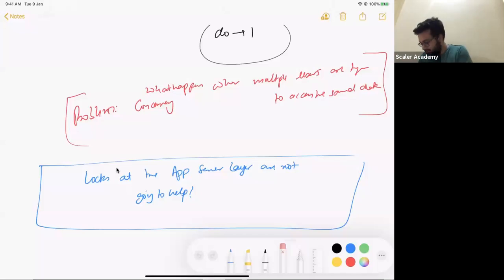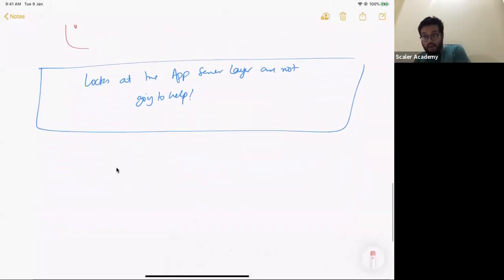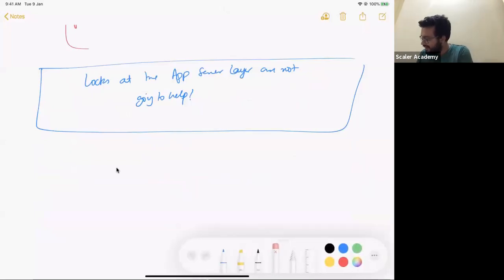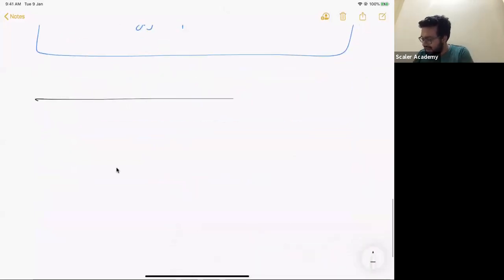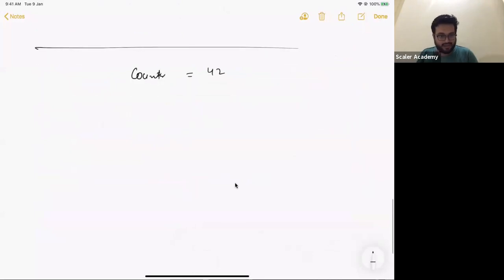Cool, makes sense. Now we understand that a lock at the DB layer will solve this problem, but we also understand that there are so many out of the box solutions which can do this for us. Okay, let me take one more example so that things are very clear to everybody in the class about what is the problem that we are talking about. Let's assume that there is a counter. You would have seen this kind of an example before as well, but for the sake of completeness, I would want to discuss it.